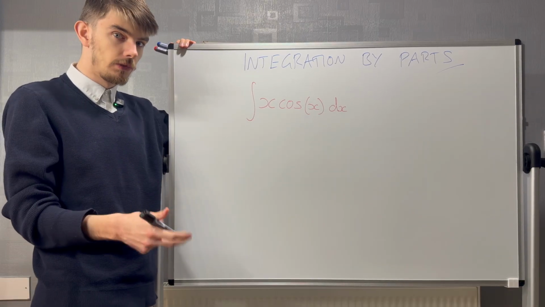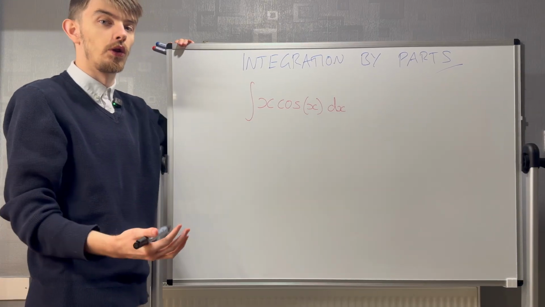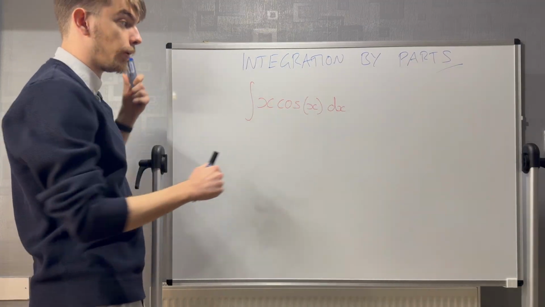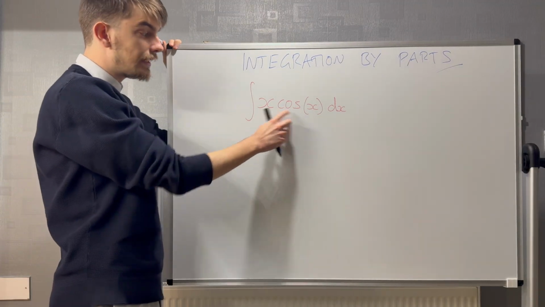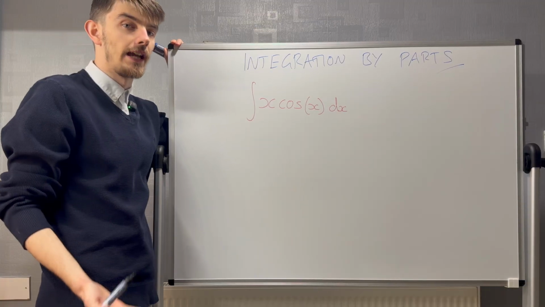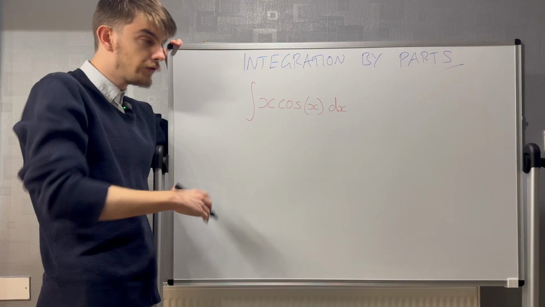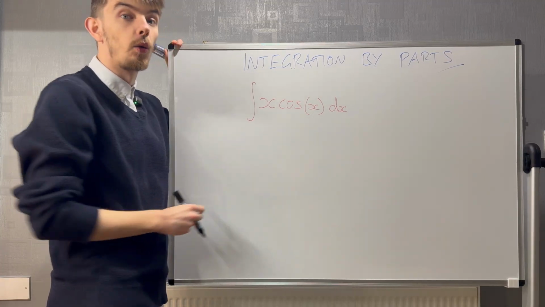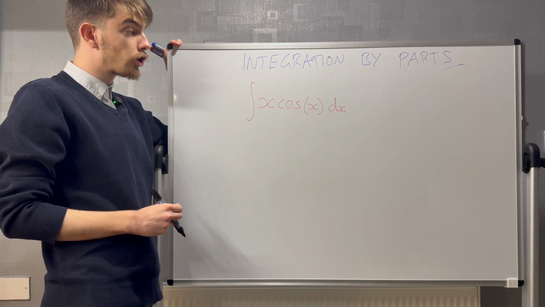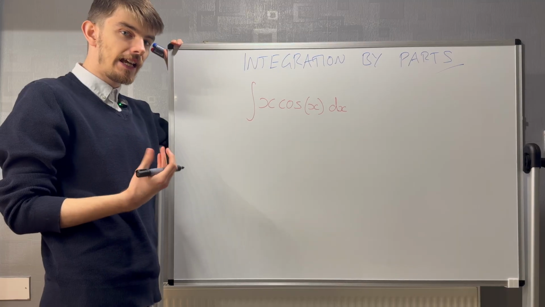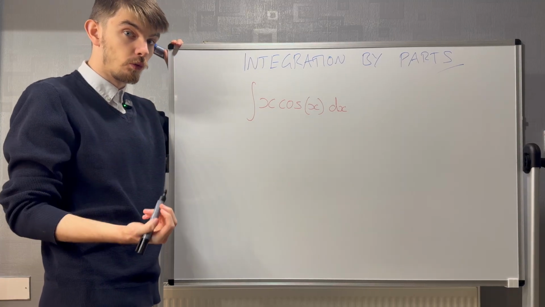Up until this point, substitution and reverse chain rule and all of that don't really help us here. We have two completely different functions that are multiplied together. If we think back to our product rule for differentiation, it's looking quite similar. And luckily, there is a reverse product rule.